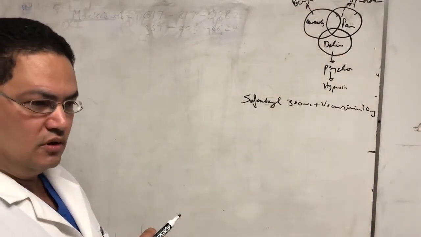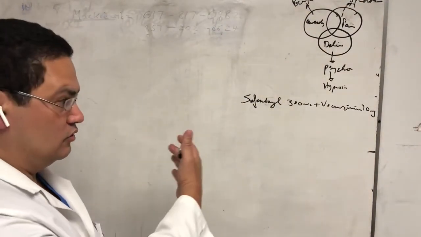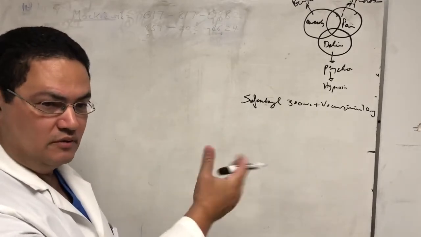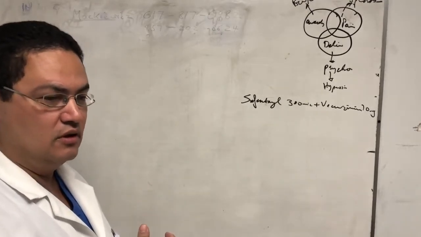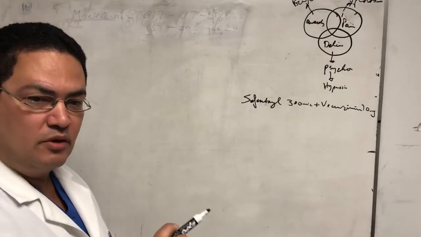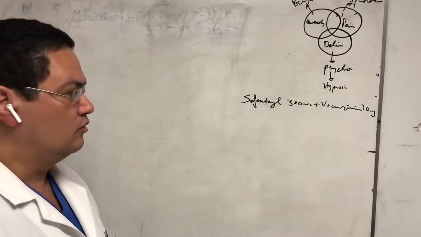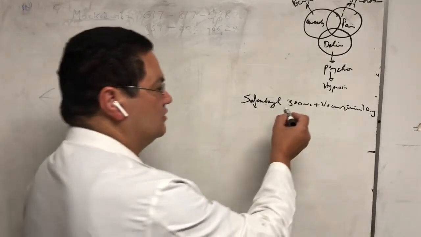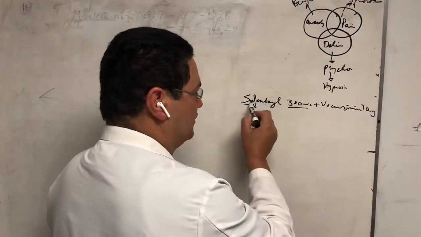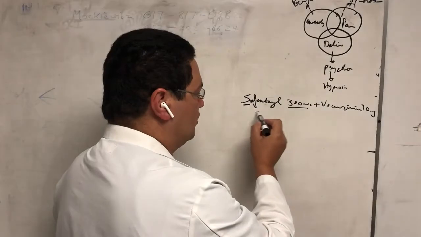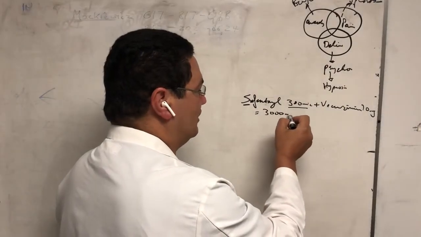Why did they choose sufentanil? And you notice there's no propofol, there's no etomidate, none of the induction agents. They chose it because it's a very stable anesthetic. It doesn't drop the blood pressure. Moreover, 300 mics of sufentanil, sufentanil is superfentanil, is equal to 3,000 mics of fentanyl.